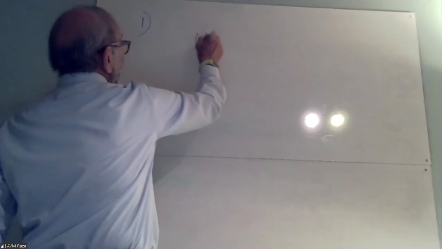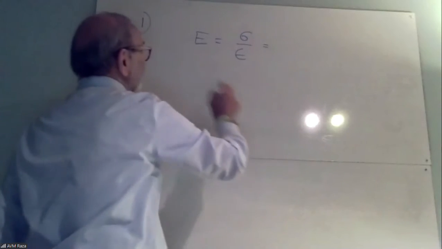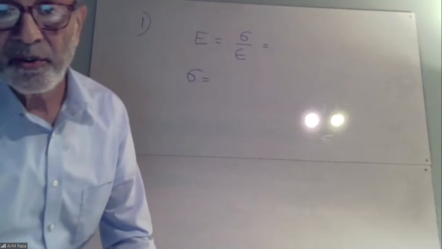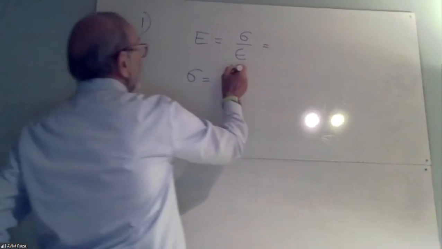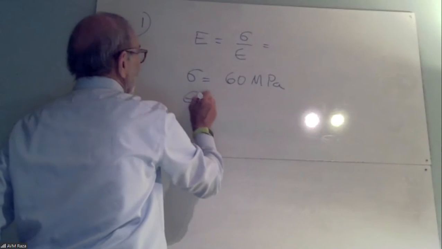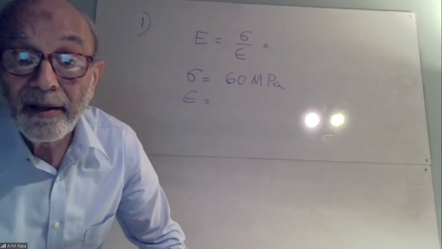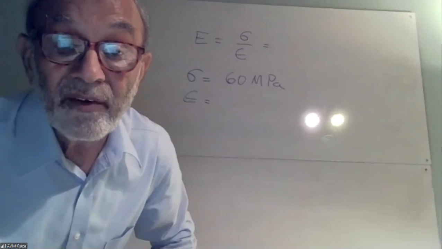Problem 1. The problem wants you to find E. E is given by sigma over epsilon. From the graph, we can notice what sigma is at the point that I showed you. Looking at this point, it is 60 megapascals, correct? And what is the value of epsilon? 0.0006.